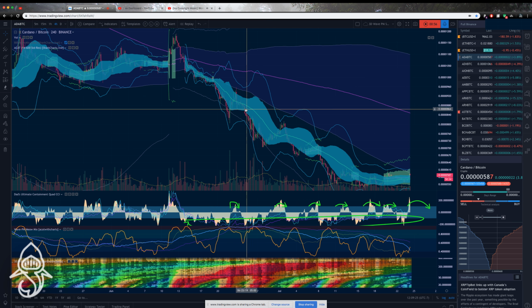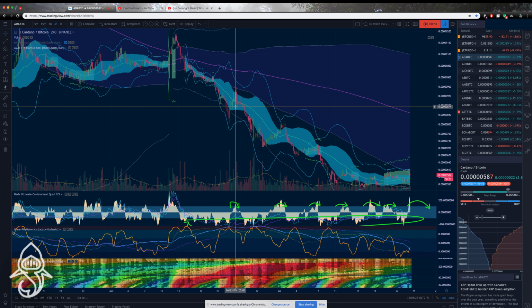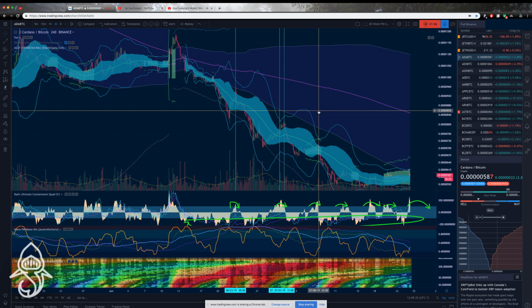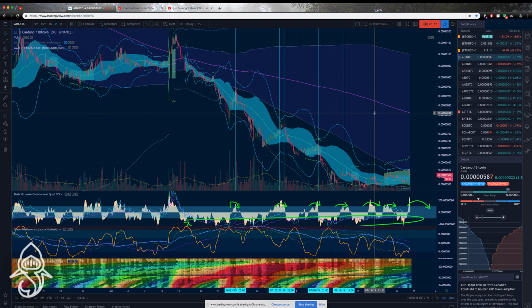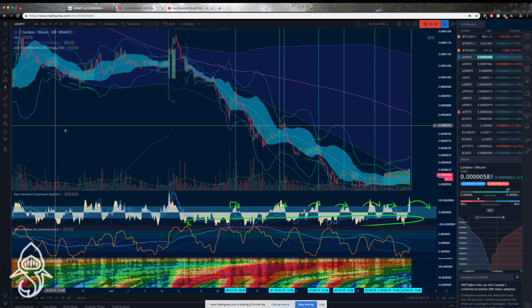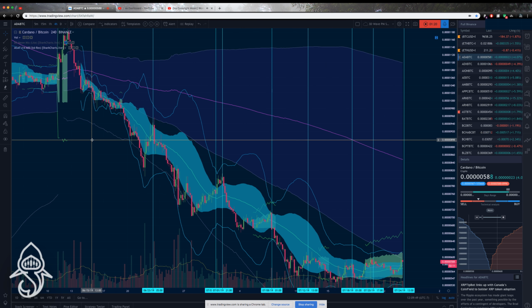So I'm just going to draw lines where each of those signals would have triggered, so you have an understanding of how this would have played out. Okay, you would have shorted there, there, Jesus, there, and pretty much now. Really, so a lot of alts are still bearish.